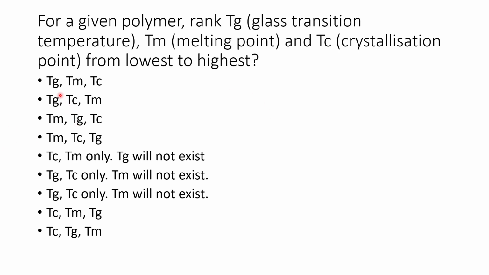So let's go through the options one by one. TG, TM, and TC in the order of lowest to highest; TG, TC, TM; TM, TG, TC; TM, TC, TG; or TC and TM only, and the glass transition temperature does not exist for a polymer; TG and TC, but the melting point does not exist for a polymer. And I guess this is also the same option, but TC, TM, TG, and TC, TG, TM.